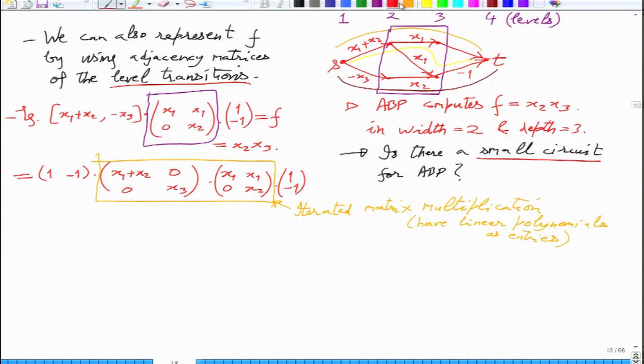But this iterated matrix multiplication is a problem in itself. So this is why you should focus more on this. These constant column and row vectors are not very important. So now can you see that this can be implemented on a small circuit? Because you simply have to multiply matrices, and matrix multiplication you can do by addition multiplication gates, right? So at any point of time there will be a W cross W matrix whose circuits you would know.